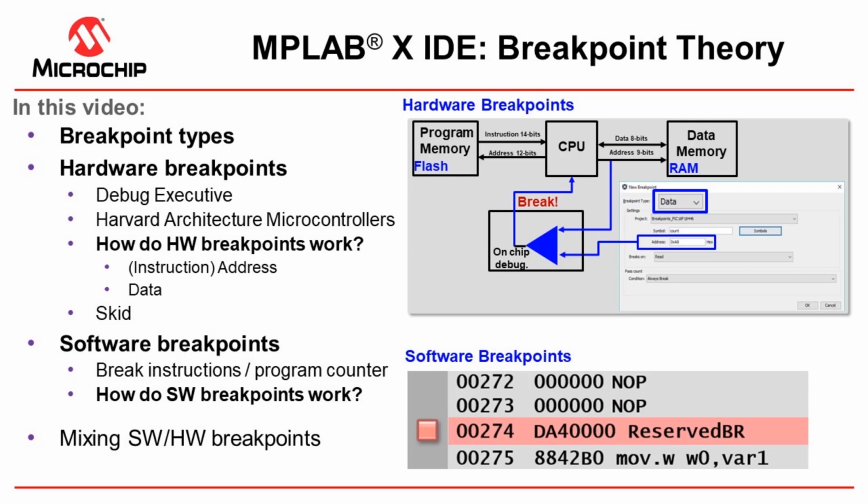We'll then look at how the hardware breakpoints do work behind the scenes, looking at an instruction address breakpoint in program memory and contrasting that with a data breakpoint, which, as we'll see, will be in RAM. Once we understand how this works behind the scenes, we'll also be able to understand what SCID is and when to expect it. Software breakpoints work in a slightly different way, and we'll show you how MPLAB X programs break instructions and adjust the program counter to make the experience seamless. And then we'll notice that you can mix hardware and software breakpoints.